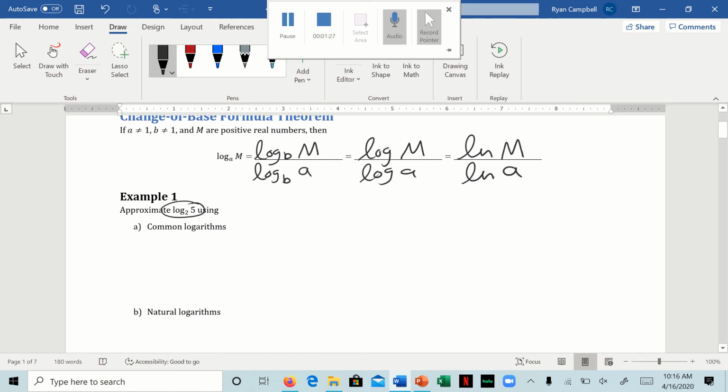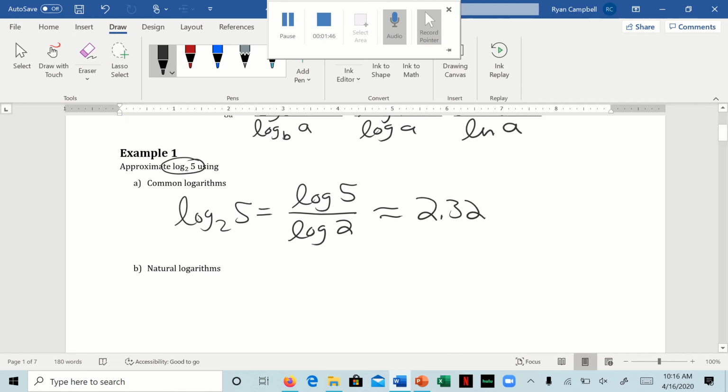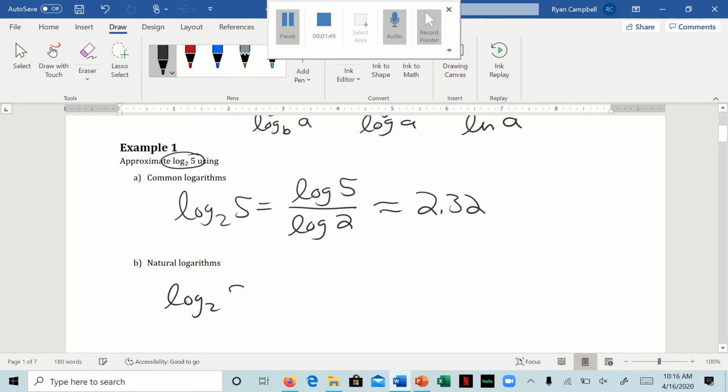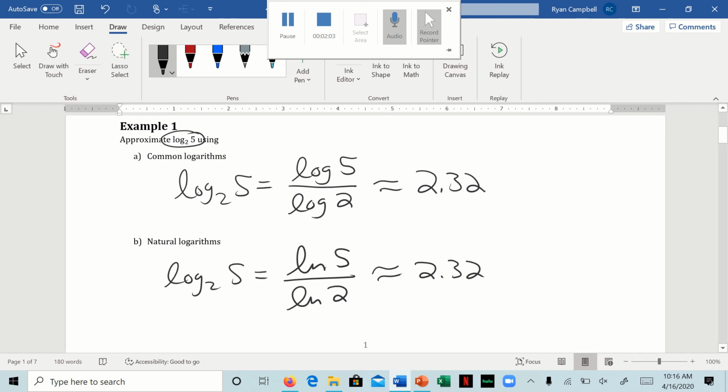So if we're trying to figure out log base 2 of 5 with common logs, that's log base 10 of 5 over log of 2, which, if you plug that into your calculator, is about 2.32. If we do it with natural logs, log base 2 of 5 is the natural log of 5 divided by the natural log of 2, which is again the same answer. Good. So this is how we get approximated answers.